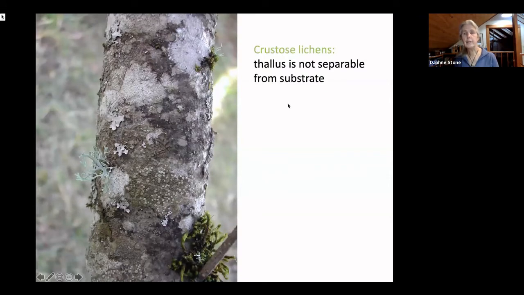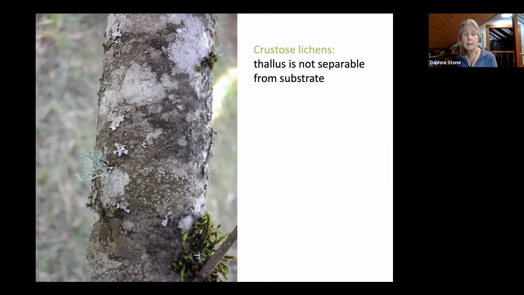And the third major group of lichens is the crustose lichens. In crustose lichens, the thallus is not separable from the substrate. There is no lower cortex on a crustose lichen. So some foliose lichens are tiny and look like they might be crustose lichens, but if you can see a lower cortex, it's not a crustose lichen.